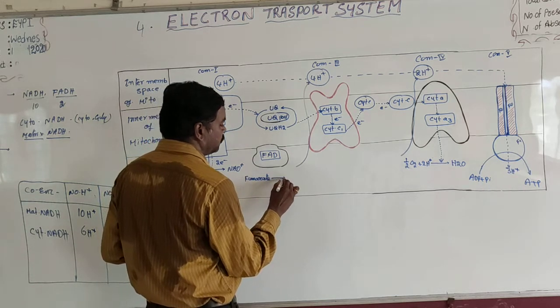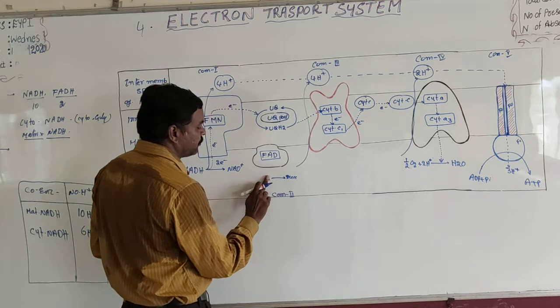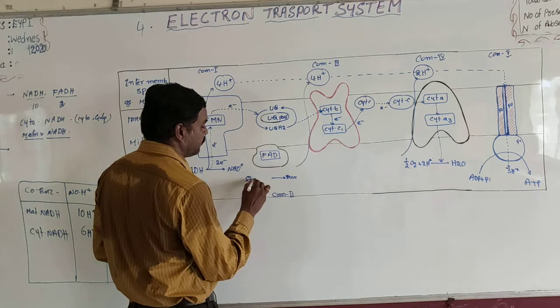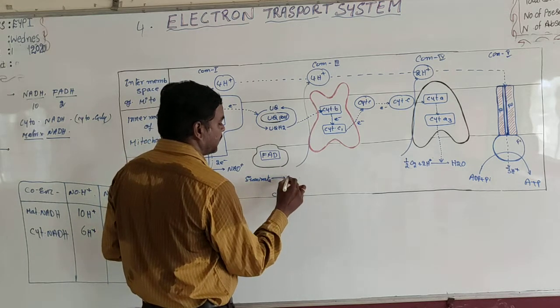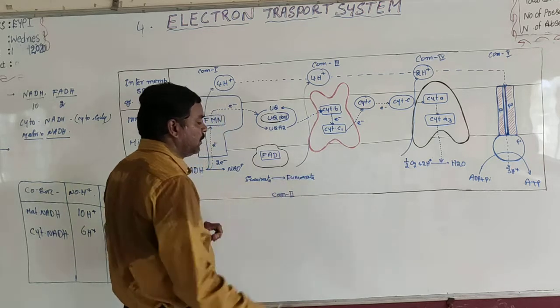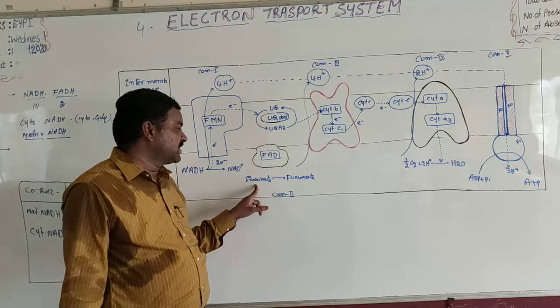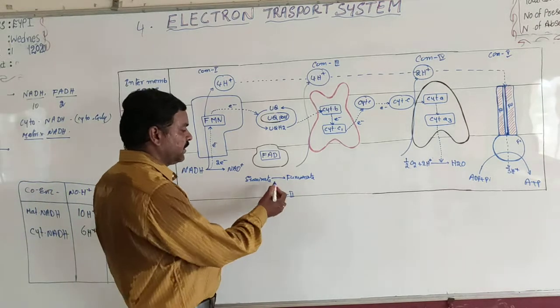Fumarate to succinate. Succinate to fumarate. Okay. Succinic acid is converted into fumaric acid and it yields one molecule of FADH2.